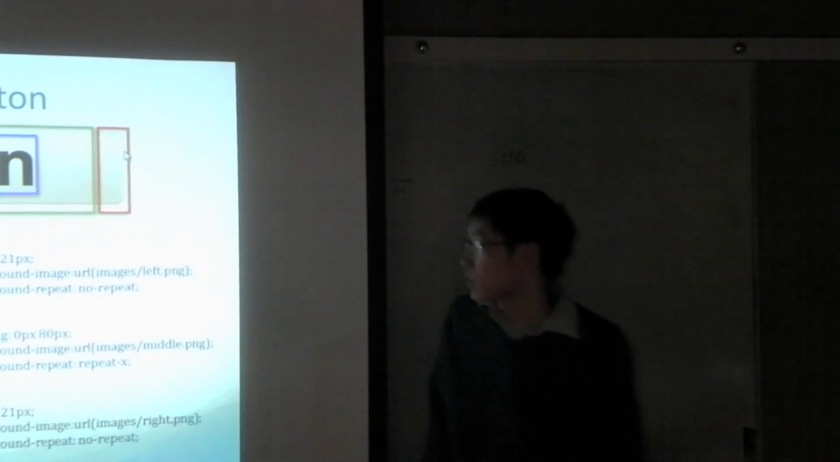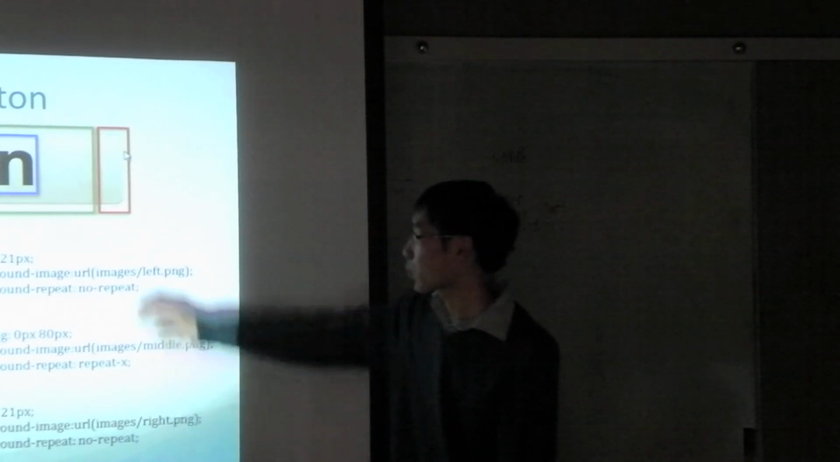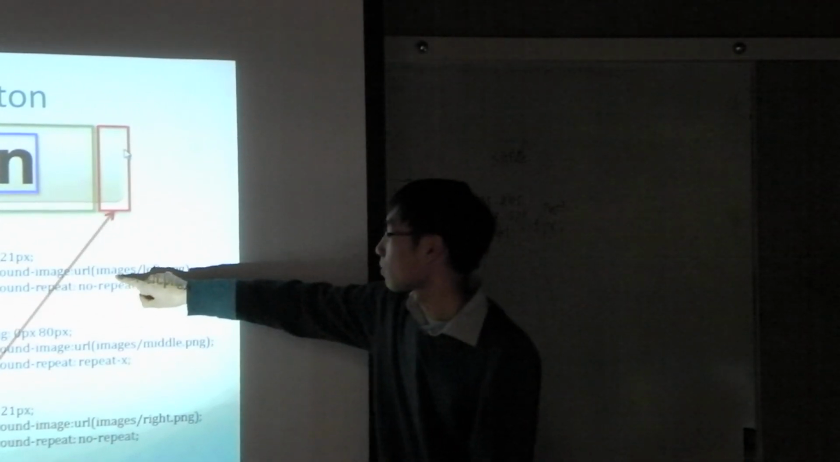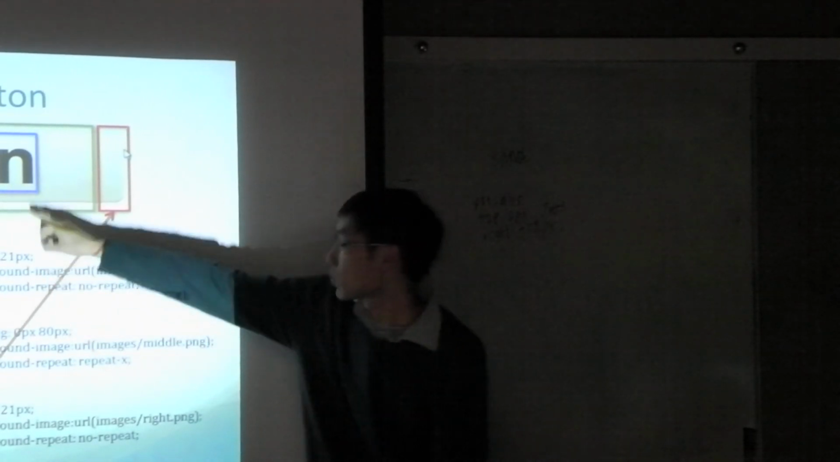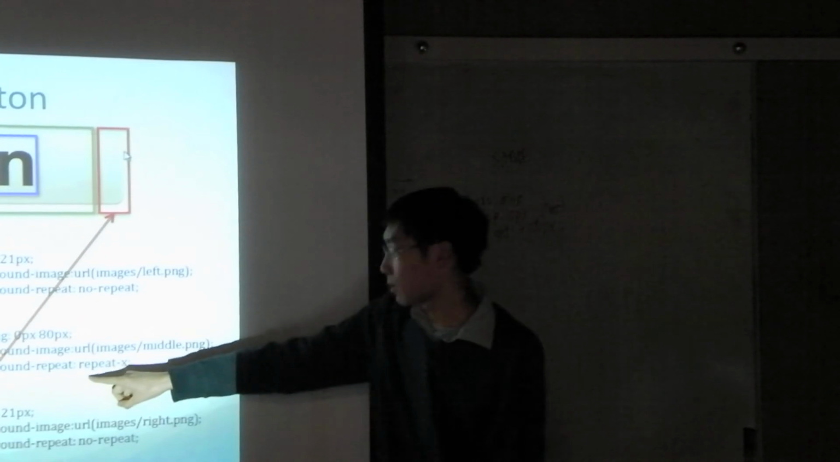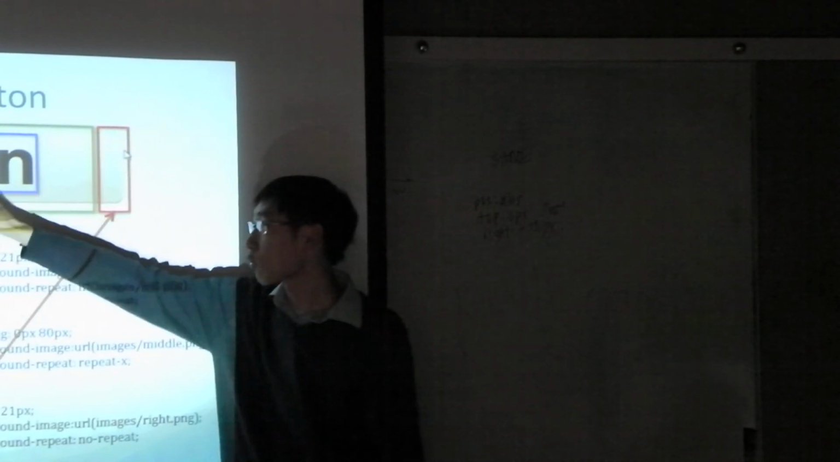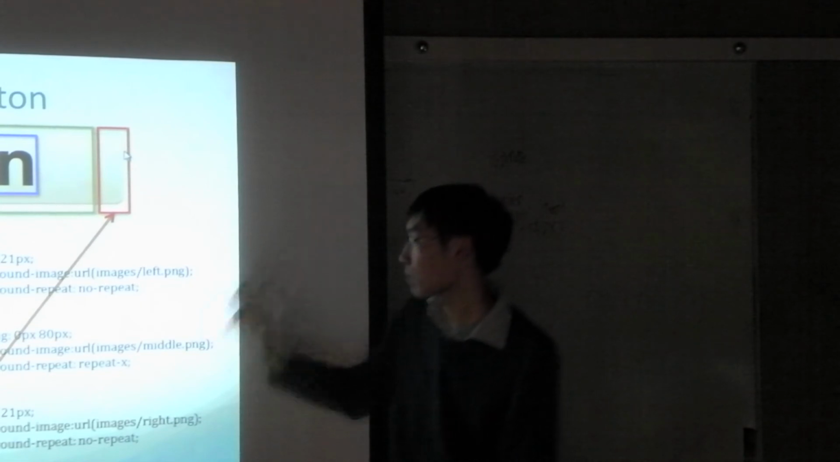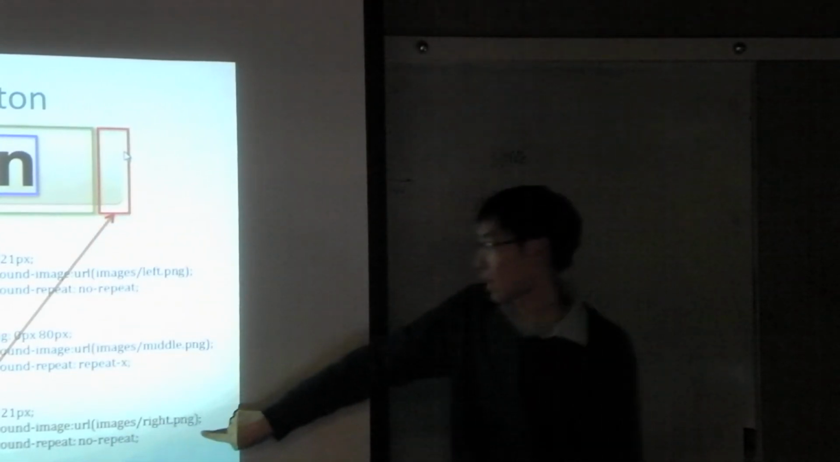The CSS for this button is going to be basically, notice the fact that we're going to give each of these a background image. This left part is going to have the background image of our left PNG. This middle part is going to have the background image of our middle PNG, which is background repeat x. So it's going to repeat across the x-axis, and however large this button is going to be, it's going to expand with it. Okay. And then the right part is going to have a background image of the right.